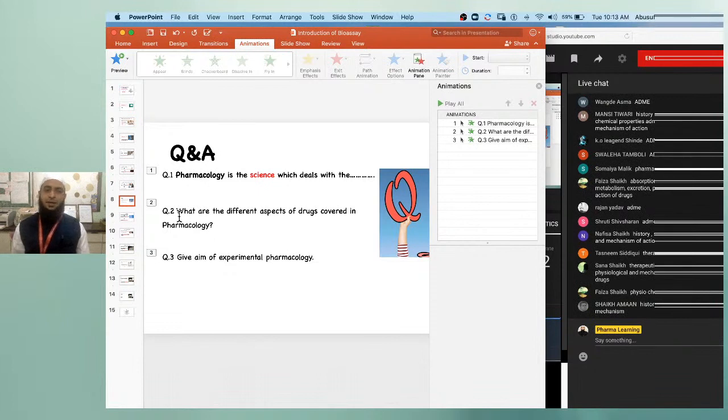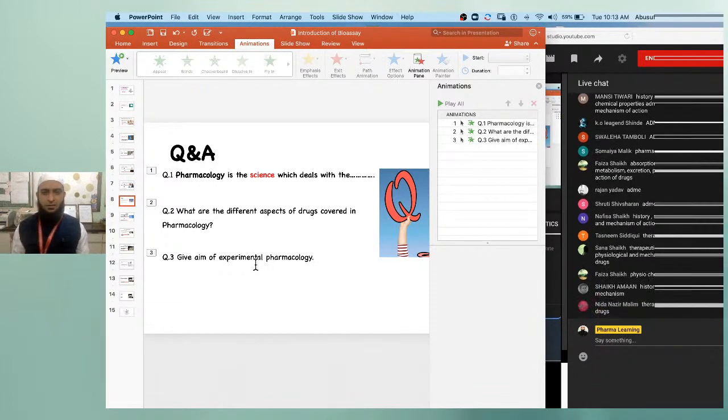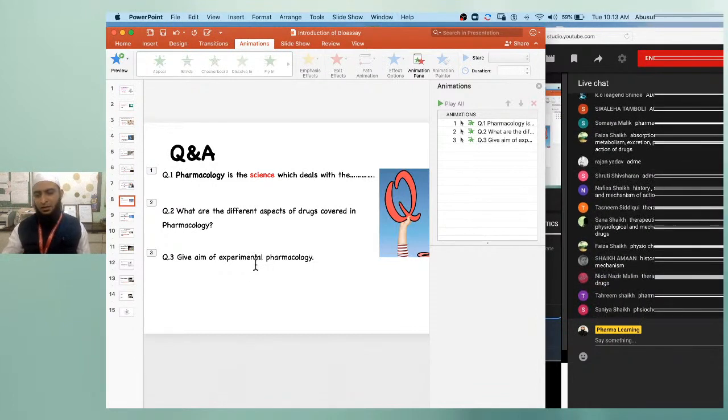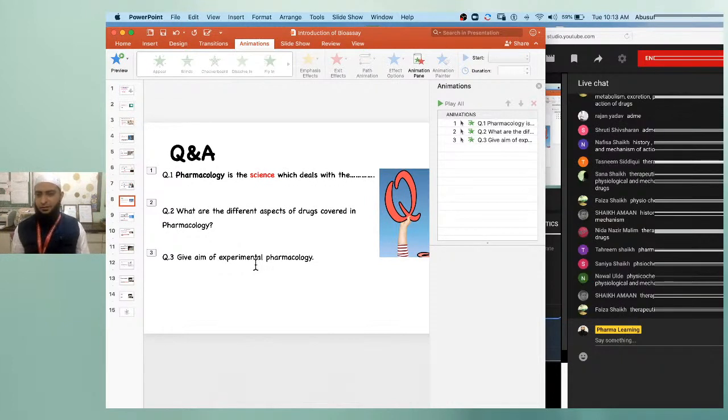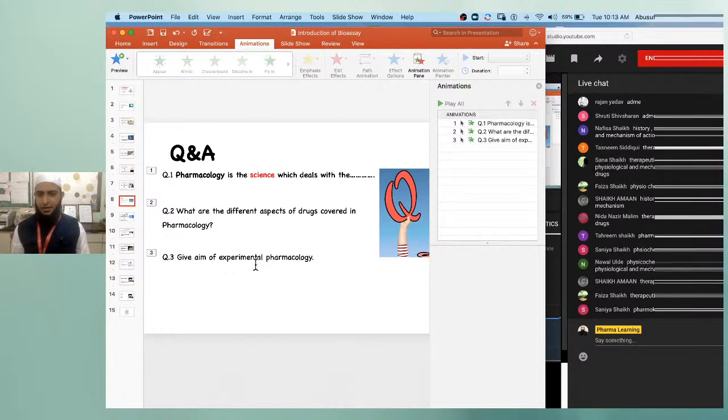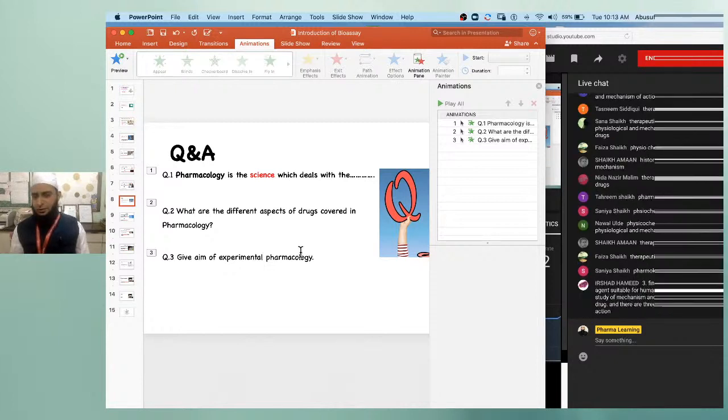Very good. My last question is, give the aim of experimental pharmacology. We have seen there are three aims of experimental pharmacology. So maybe you can write all three, or one by one you can write them. Let's see who gives the answer first. Aim of experimental pharmacology. Yes, Irshad Hamid has mentioned the aim of experimental pharmacology.